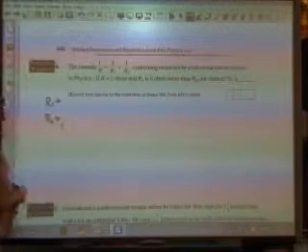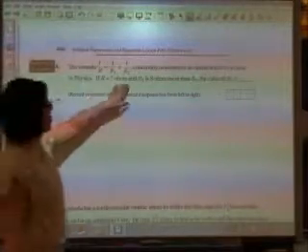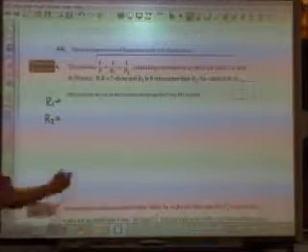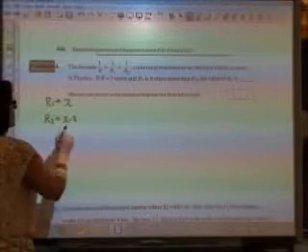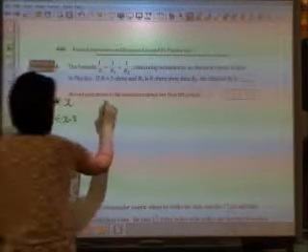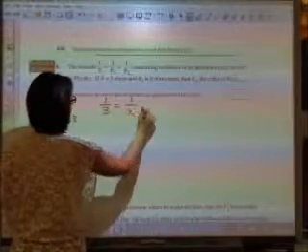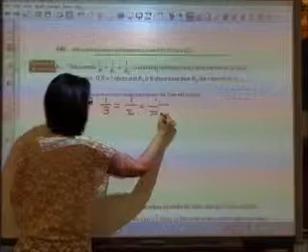So I don't know what R1 and R2 are, so I can assign values to them. R1 is 8 ohms more than R2. So if R1 is equal to X, what would R2 be equal to? X minus 8. So then I have 1 over 3, because R is equal to 3, equals 1 over x plus 1 over x minus 8.